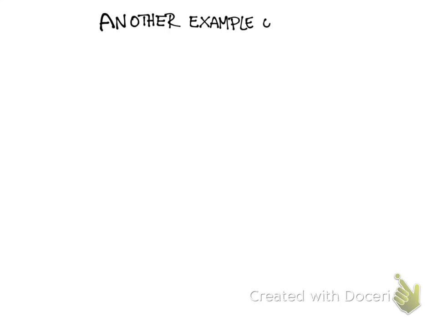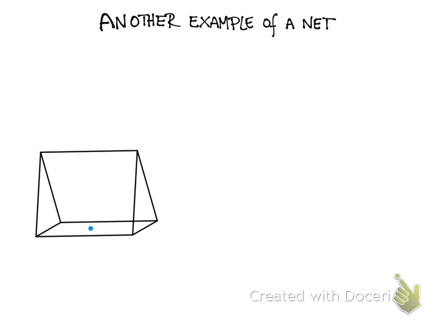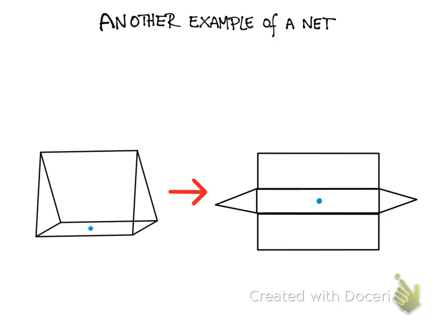Here's another example of a net. This is a triangular-based prism. I put a blue dot on the bottom rectangle, and when I open this up, here's what it looks like.